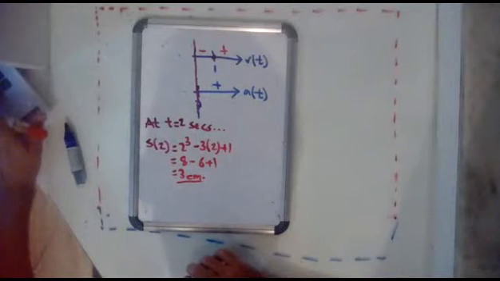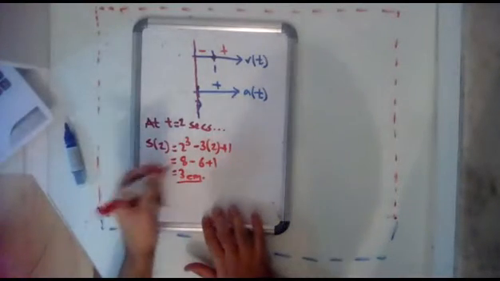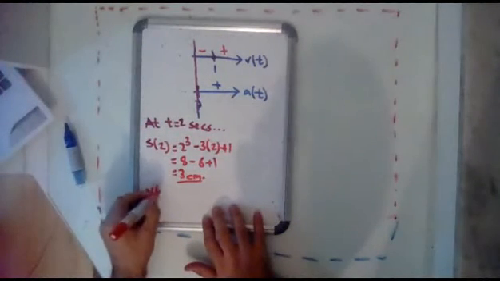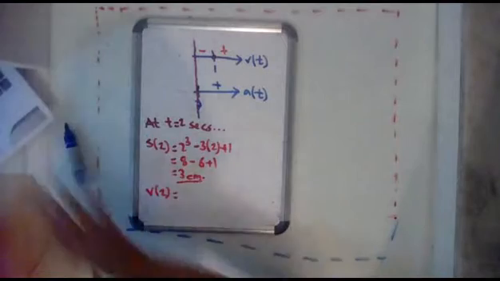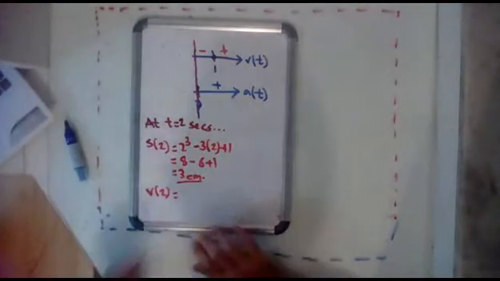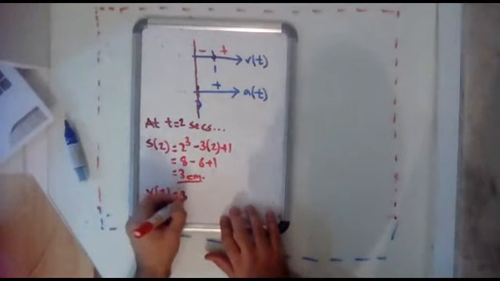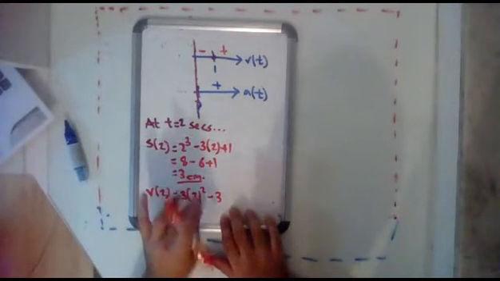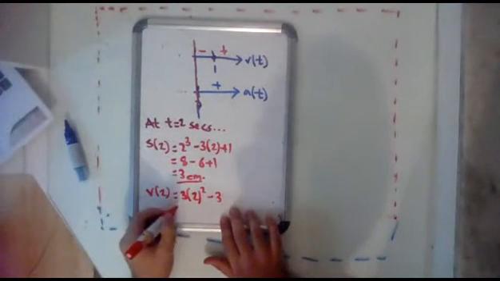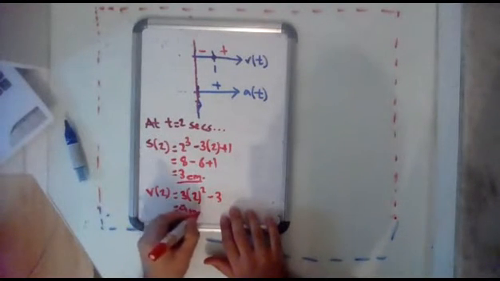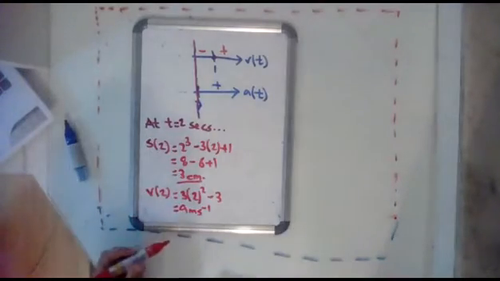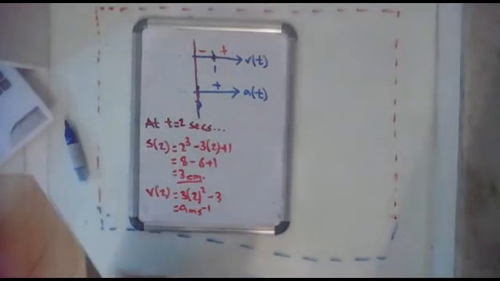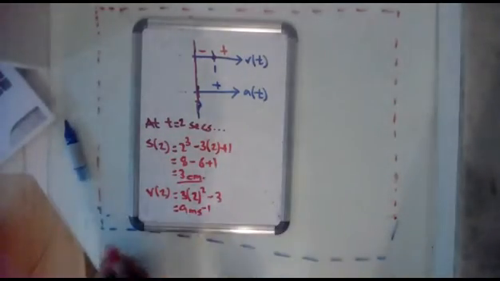The velocity, v2 equals, what was the velocity function? 3t squared minus 3, so that would be 3 times 2 squared minus 3, or 2 squared is 4, 3 times 4 is 12, 12 minus 3 equals 9 centimeters per second. So that is positive, which means it's pushing the thing that way, so it's just speeding up.